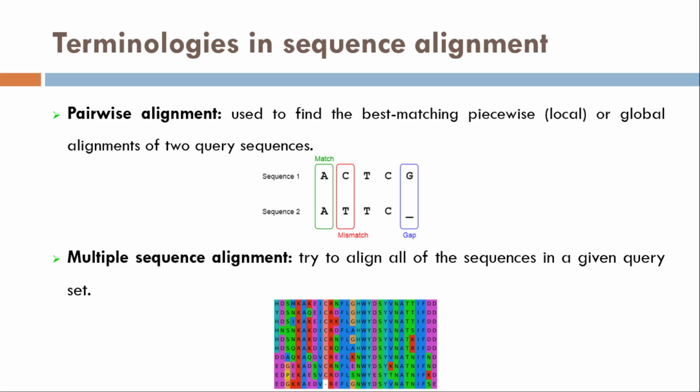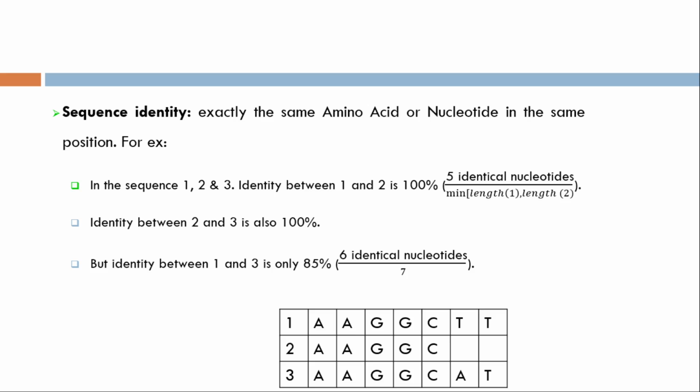In multiple sequence alignment, whenever you try to align all the sequences in a given query set, this is simply known as multiple sequence alignment.